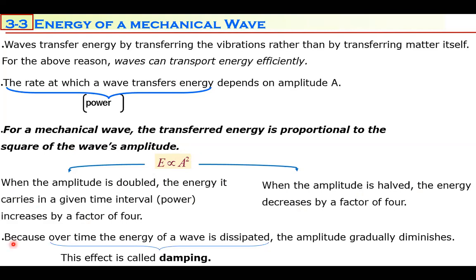However, no wave can transfer all its energy infinitely because, of course, there is some air resistance, there is some friction. Because over time the energy of the wave is dissipated, the amplitude gradually decreases. Diminishes means decreases. Finally, this wave will stop. I mean, we are not going to feel that wave anymore because all its energy will be converted to other types of energy, especially to heat. And this effect is called damping.